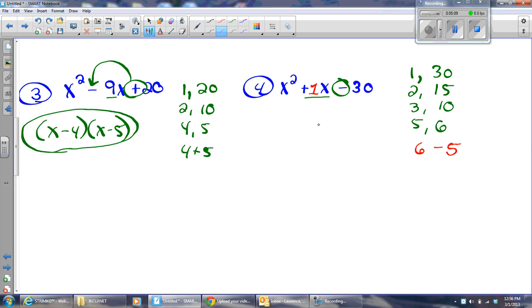Now here's how simple this is. We're still going to have an x starting off each quantity. We need what kind of 6? A positive 6.